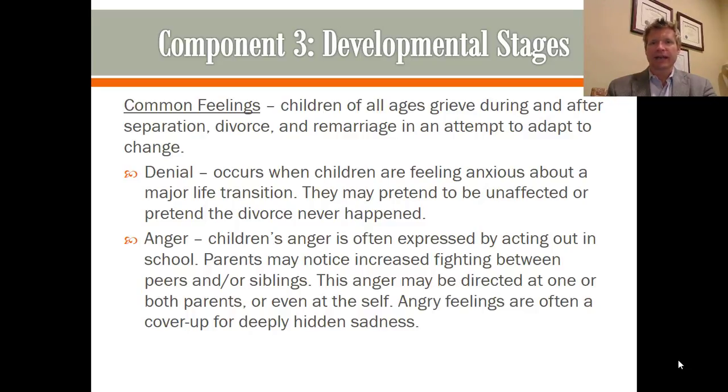It occurs when children are feeling anxious about a major life transition. They may pretend to be unaffected or pretend the divorce never happened. Anger, the second phase. Children's anger is often expressed by acting out in school. Parents may notice increased fighting between peers and or siblings, and this anger may be directed at one or both parents, or even at the self. Angry feelings are often a cover-up for deeply hidden sadness.